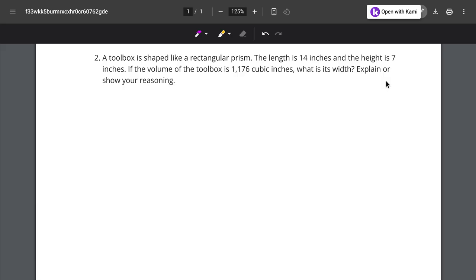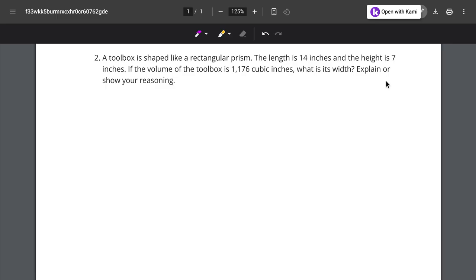Let's go ahead down to number 2, and number 2 is a different problem because we have a context. It says a toolbox is shaped like a rectangular prism. The length is 14 inches and the height is 7 inches. If the volume of the toolbox is 1,176 cubic inches, what is the width? Explain or show your reasoning.